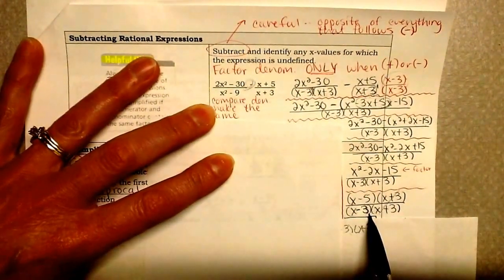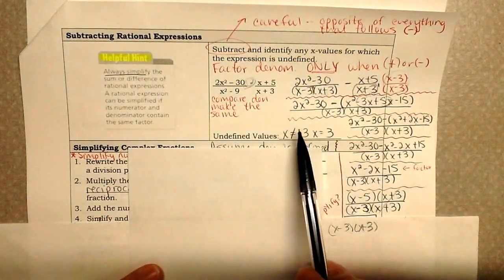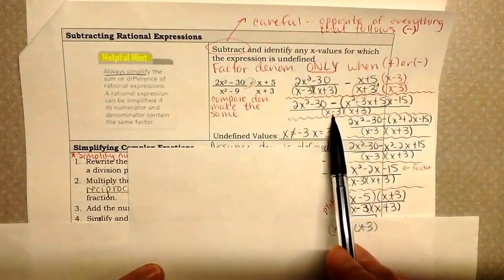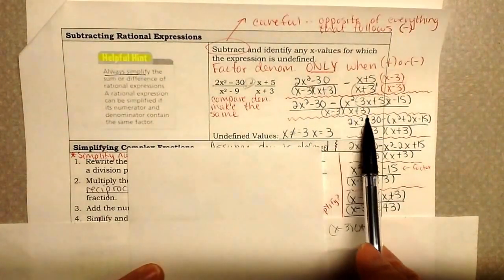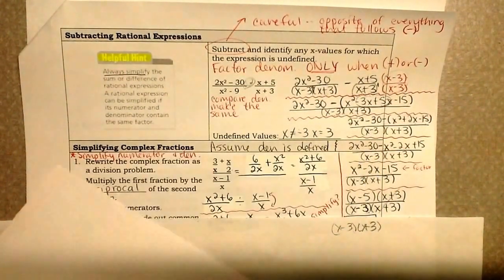Now I have to go back and identify any undefined values. So my original denominator, x minus 3, x plus 3, so x cannot equal 3. X cannot equal negative 3.